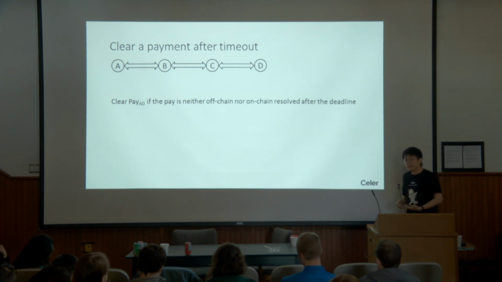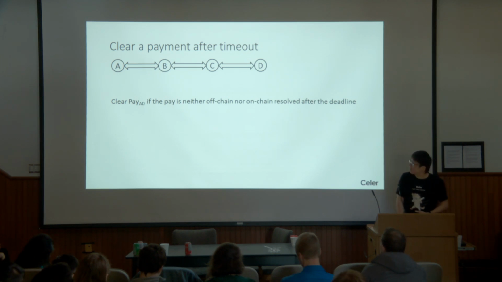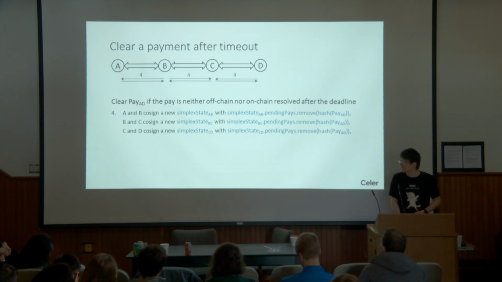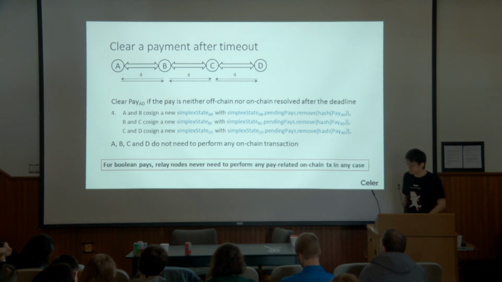And since each pay has a deadline, if the conditional pay was set up but was not resolved before the deadline, all nodes can safely remove the payment from their state proof, because this pay will never happen according to the contract. In this case, none of the nodes needs to perform any on-chain transaction.